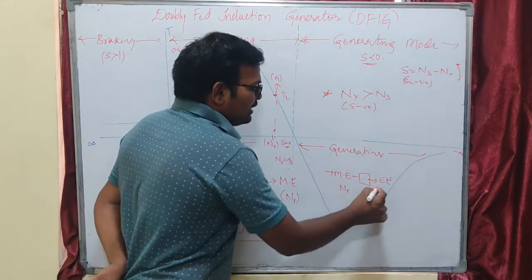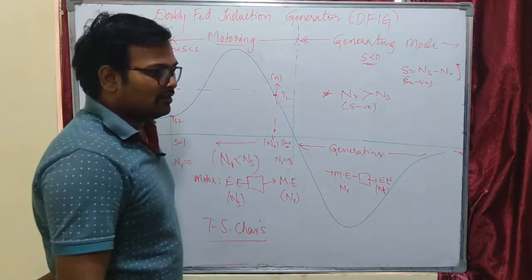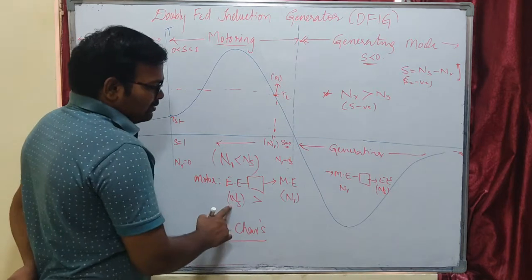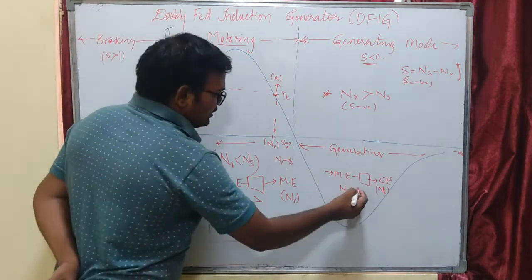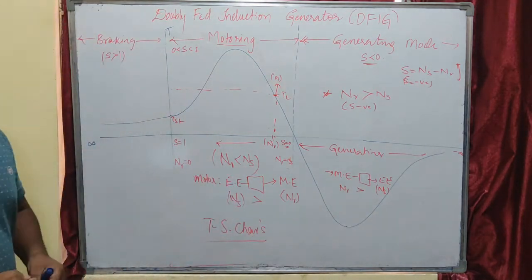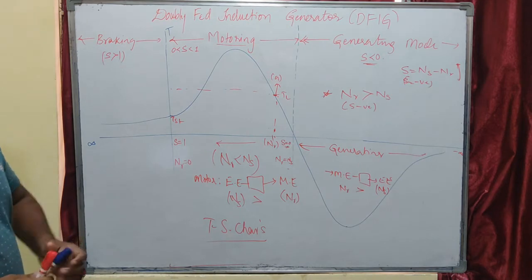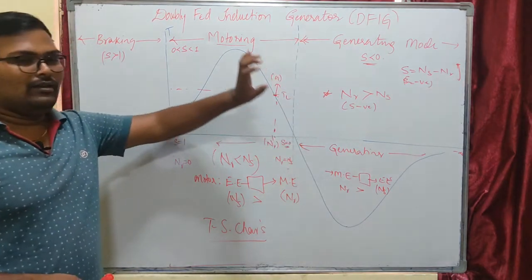That means nr is greater than our synchronous speed. Synchronous speed is greater in motor operation, and rotor speed is greater in generator operation. So this is about the torque slip characteristics of the motor and generator of our induction machine.